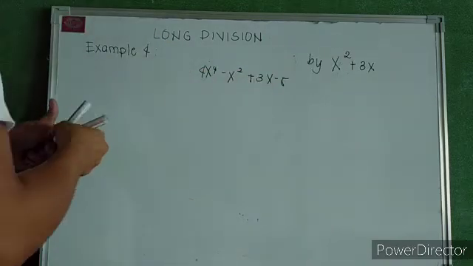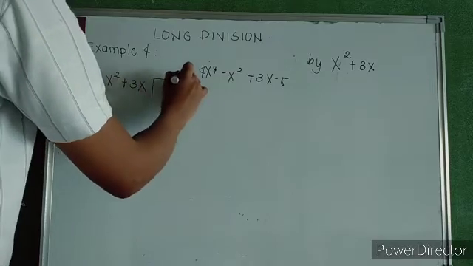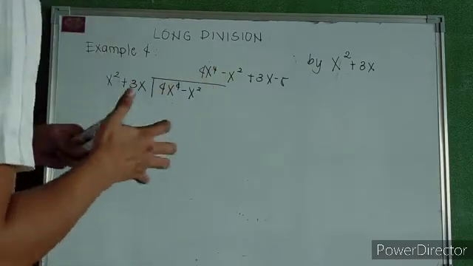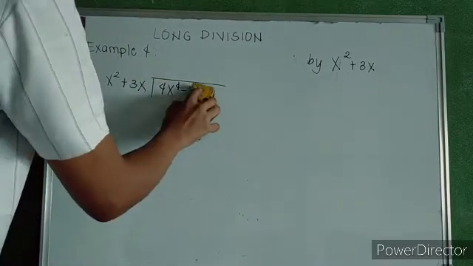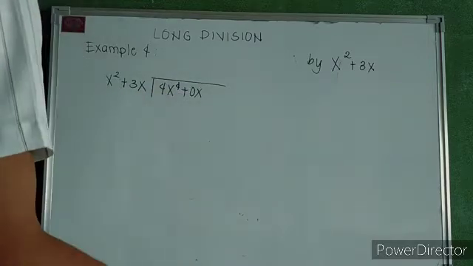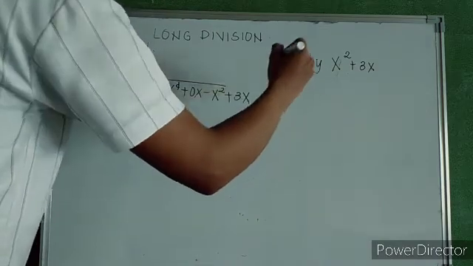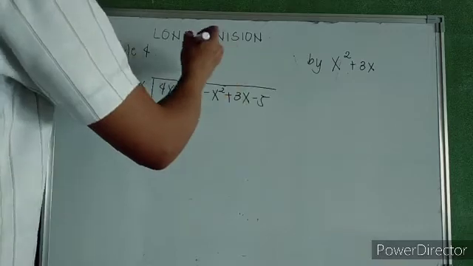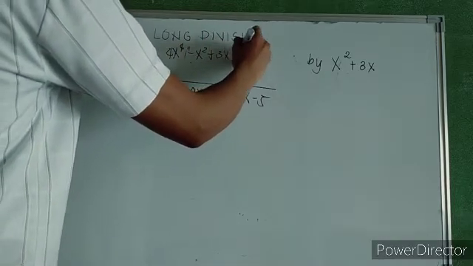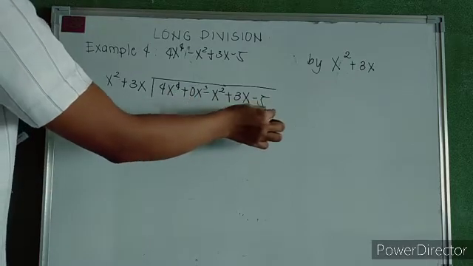Okay. So, i-relate lang natin yung ating divisor, that is x squared plus 3x, and then sa loob ng ating division sign natin, that is 4x to the 4th power minus x squared. So that is, kailangan lagay natin yung ating cubic term, that is positive 0x cubed. And then followed by negative x squared. Tapos meron tayong positive 3x, and then minus 5. Okay. So, sinundan pa rin natin yung arrangement ng ating mga terms. So, meron tayong quartic, cubic, quadratic, linear, and constant term.